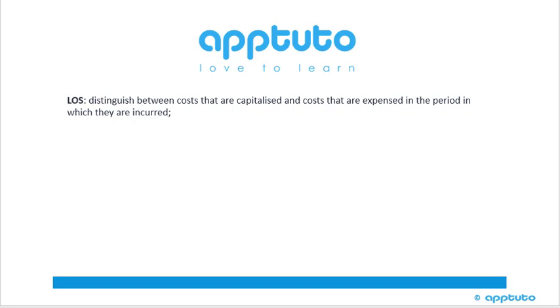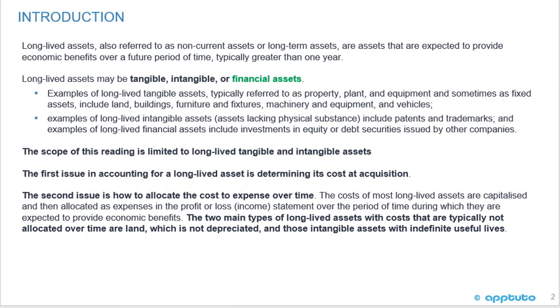This LOS distinguishes between costs that are capitalized and costs that are expensed in the period in which they are incurred. We'll start with an introduction to this LOS. Long-lived assets, also referred to as non-current assets or long-term assets, are assets that are expected to provide economic benefits over a future period of time, typically greater than 1 year.